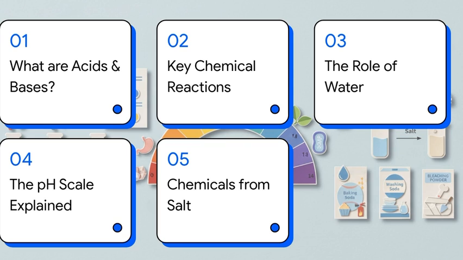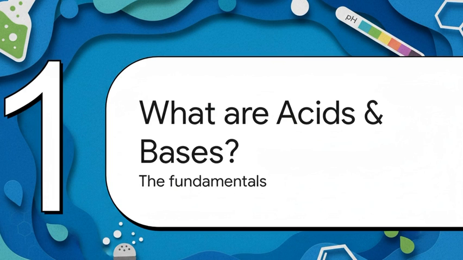So here's our game plan. We're going to start with the basics. What even are acids and bases? Then we'll jump into the most important chemical reactions you need to know. After that, we'll uncover the surprisingly crucial role of water, decode the pH scale, and we'll wrap up with a quick look at all the amazing chemicals we get from something as simple as common salt. Let's do this! First things first, what are we actually talking about when we say acids and bases?